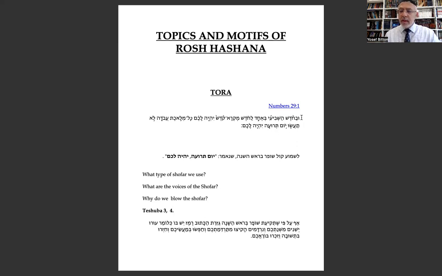Be'echad LaChodesh, at the beginning of the month, which is, besides Rosh Chodesh, the only holiday that starts on Rosh Chodesh. Mikra Kodesh Yihyeh Lachem. Mikra Kodesh means it's going to be a Yom Tov. Kol Melechet Avodah Lo Ta'asu. We cannot do any work, the same as Yom Tov. Almost a Shabbat, except for a few things like carrying even without an Eruv outside, or anything that has to do with cooking. But here there is the specific mitzvah of Rosh Hashanah, Yom Teruah Yihyeh Lachem. This is a day for the Teruah, or on that day you will have to perform the Teruah.